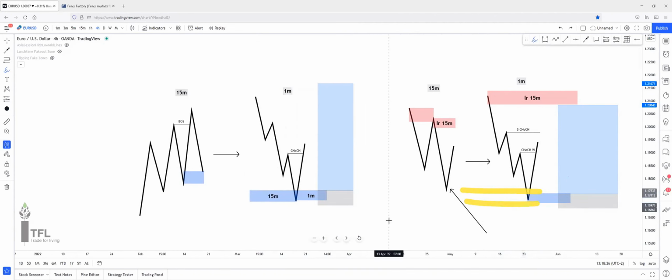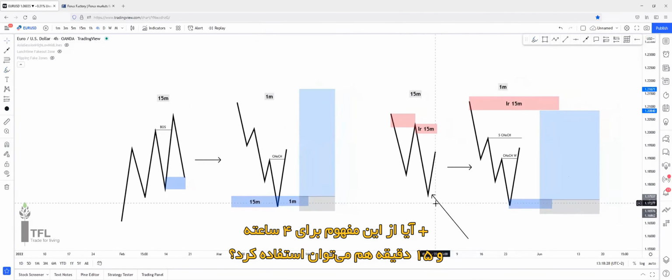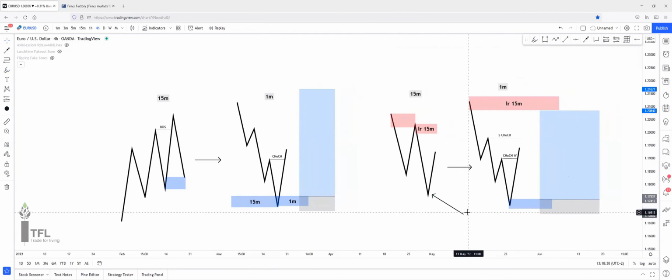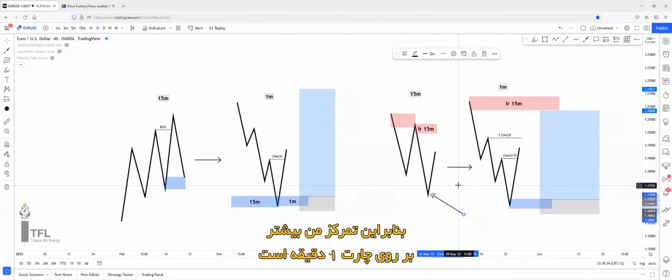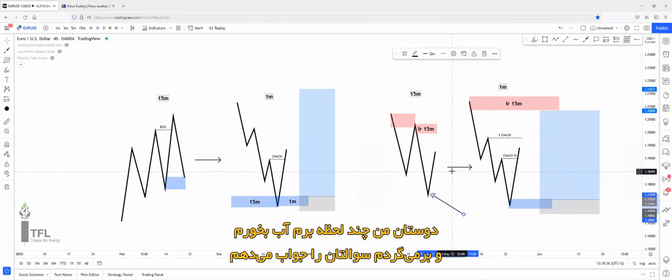Also, this concept can be used for 4 hours and 15 minutes? Yes, of course, but the entry time frame is 1 minute. So we really care about these on the 1-minute chart. Okay, okay. Thank you so much, Marcel. You're welcome.